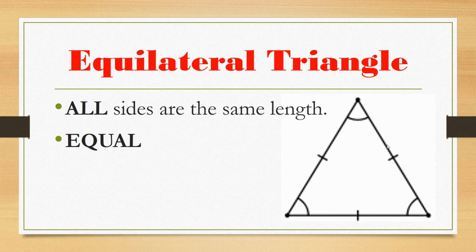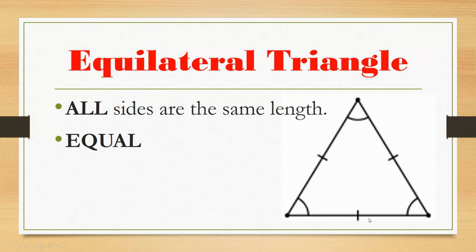Now we're going to be looking at the sides. So this one is called an equilateral triangle. When you think of equilateral, you can hear the word equal. So an equilateral triangle is where all the sides are the same length. They're all equal.